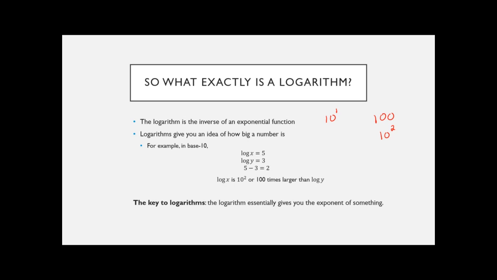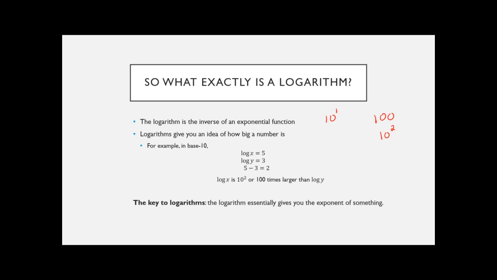So if the log came out to 9, you know that number is in the trillions. If it came out to 6, you know it's in the millions, because 1 million has 6 zeros. That would be 10 to the 6th power. So it's giving you an idea of the size of a number. That's why we use logarithms.